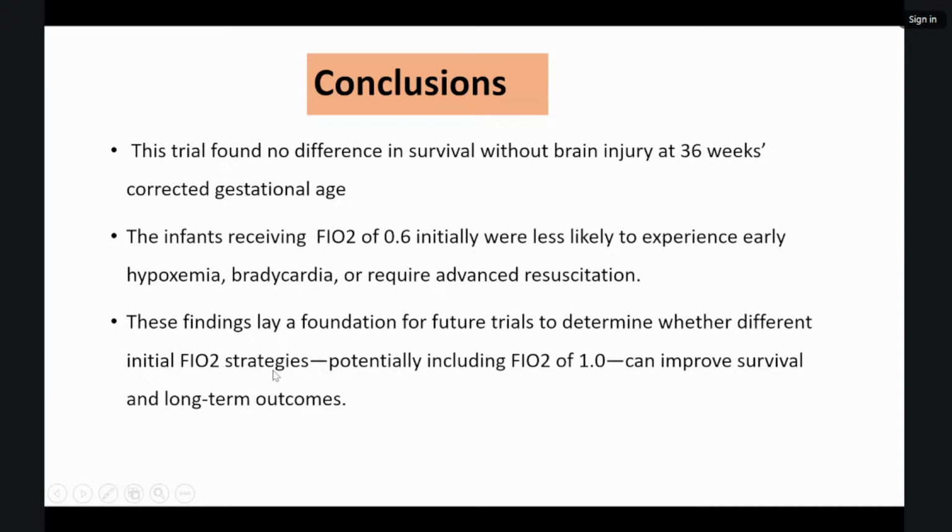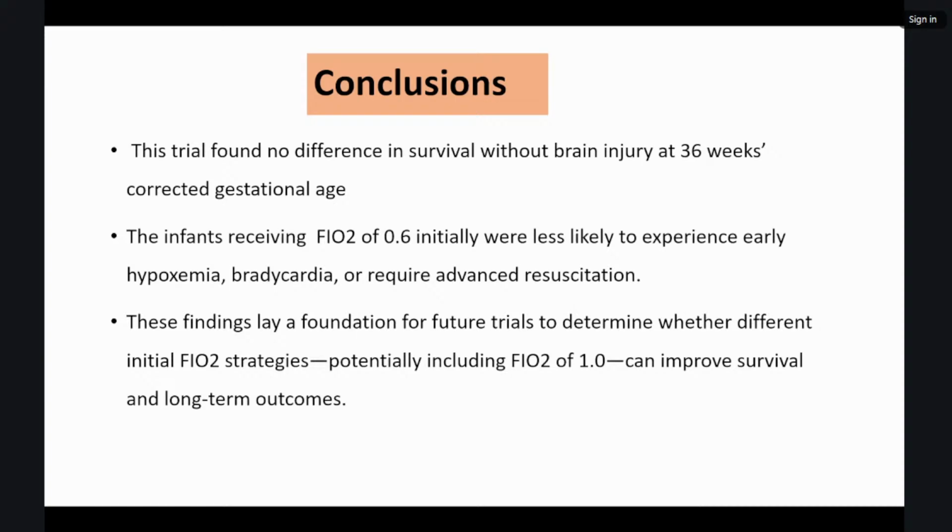So before concluding, I will give a few points. The NETMOTION trial is a network meta-analysis, which is a meta-analysis done on individual participant data, published in 2024. This trial evaluated the initial resuscitation of preterm infants less than 32 weeks of gestation with three oxygen concentrations, that is 30%, 60%, and 90%.